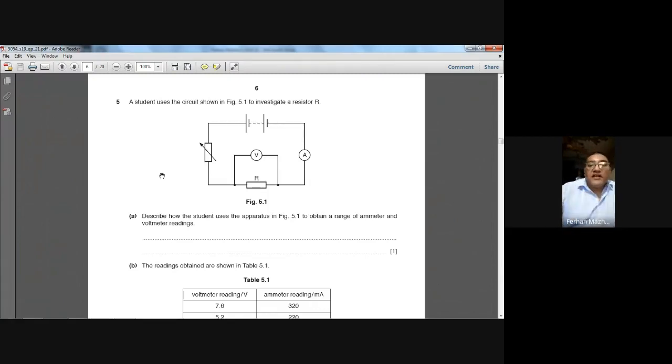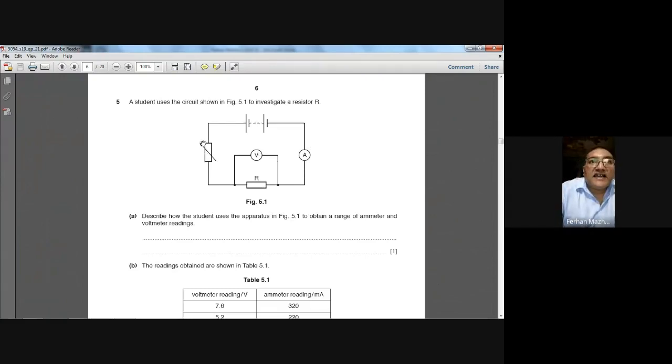So it's very simple. Because he has connected here a variable resistor, what he can do is make the resistance of the variable resistor maximum, and he connects the battery and notes what is the reading on the voltmeter and the ammeter.